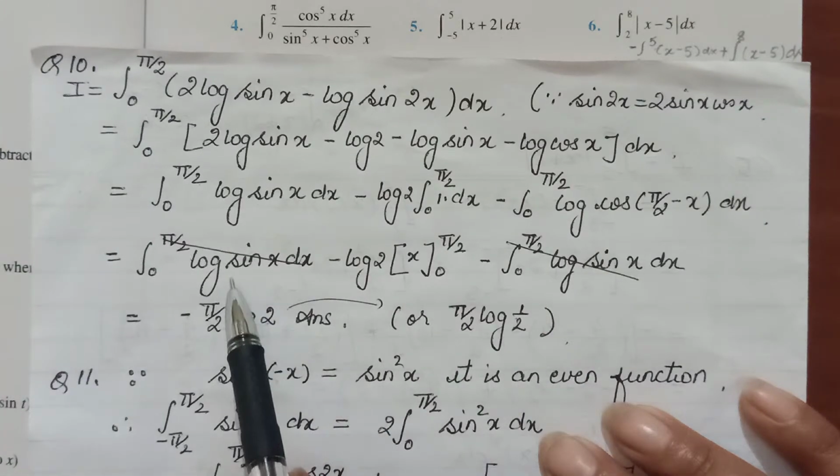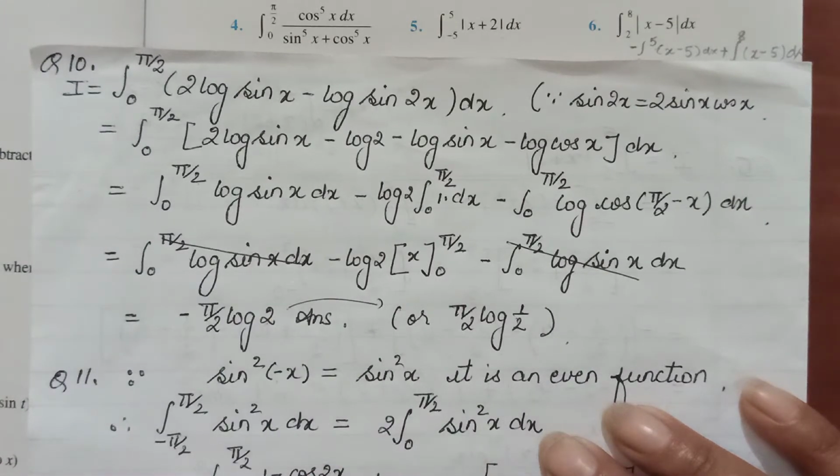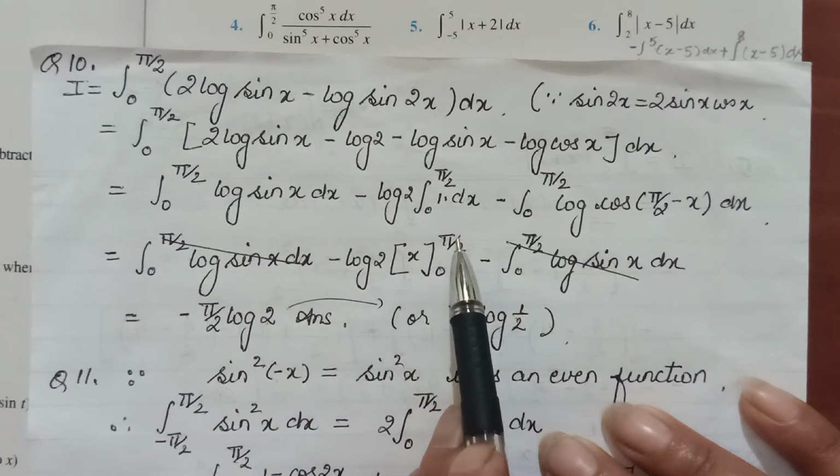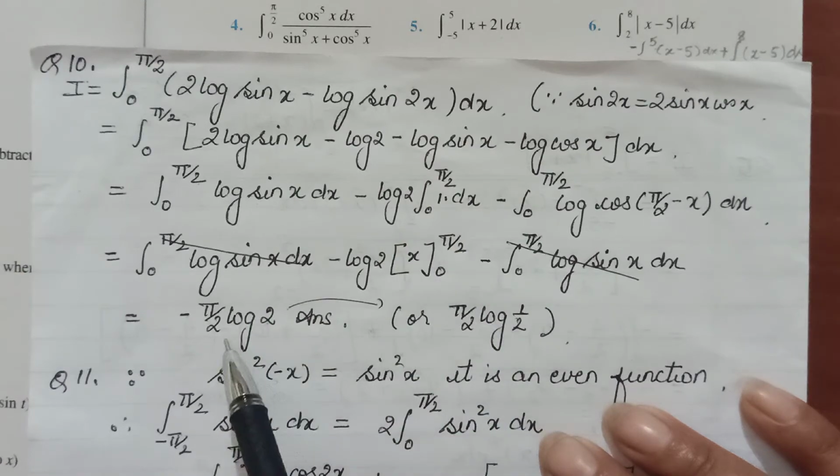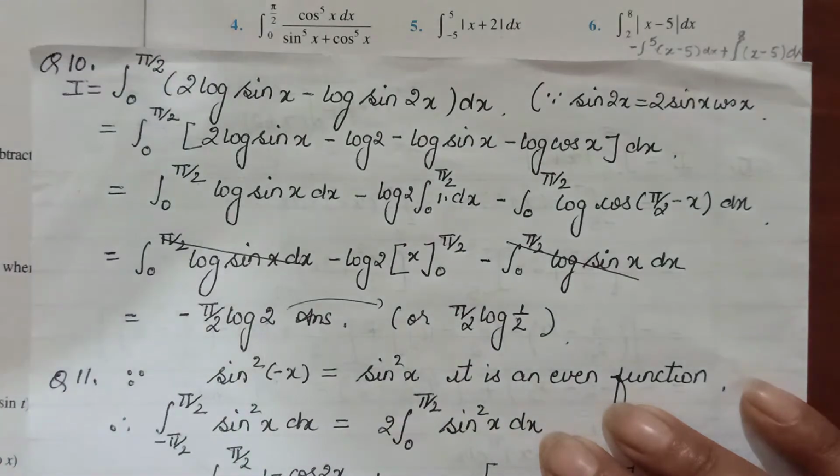So this factor and this factor cancel out. So you just simply need to integrate this bit. So log 2 scalar will come as it is, and in x you put the upper limit pi by 2, and the lower limit becomes 0. So this becomes your answer straight away.